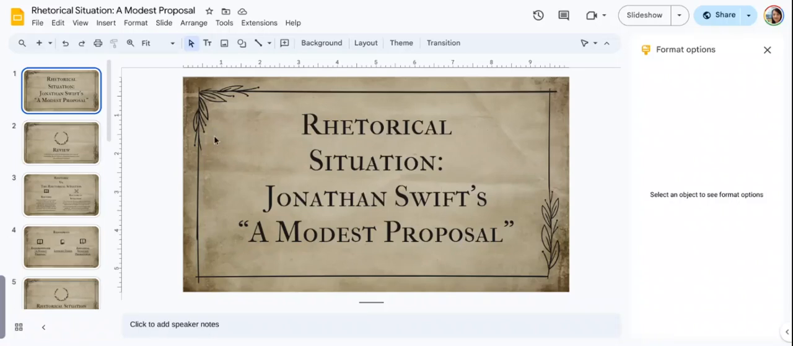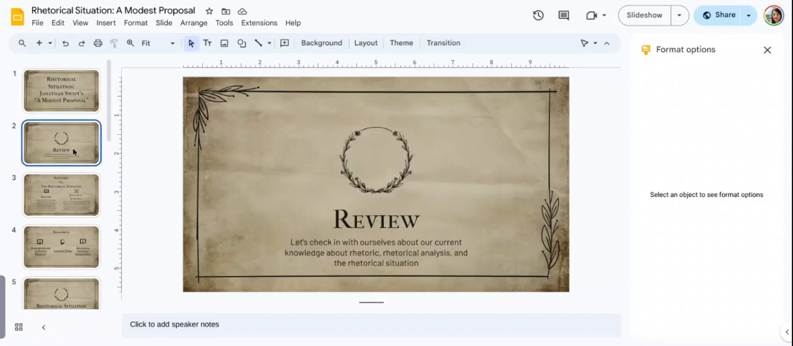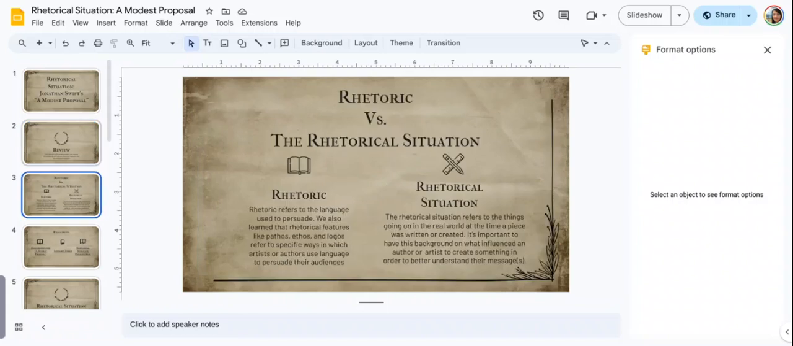Hi, everyone. So let's talk about the rhetorical situation for Jonathan Swift's A Modest Proposal. First, let's make sure that you understand the difference between rhetoric and rhetorical analysis and the rhetorical situation.